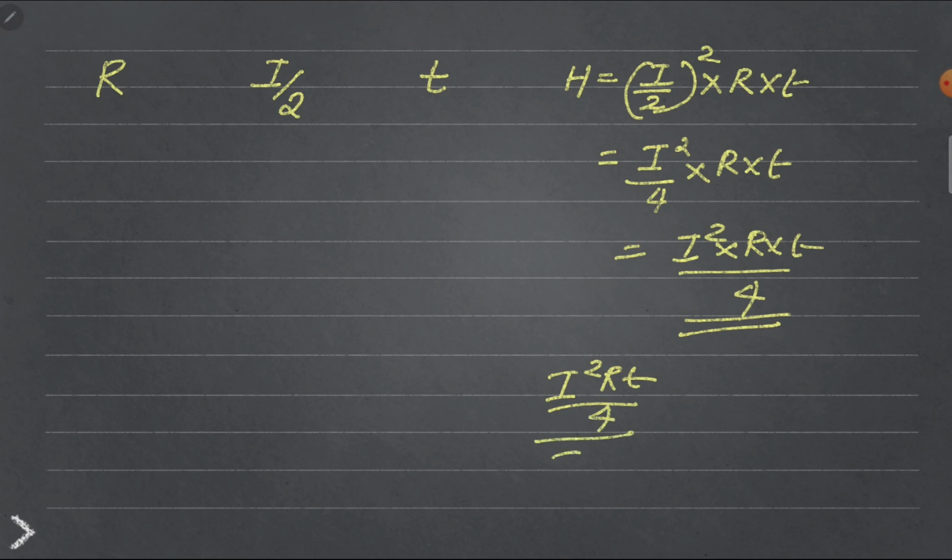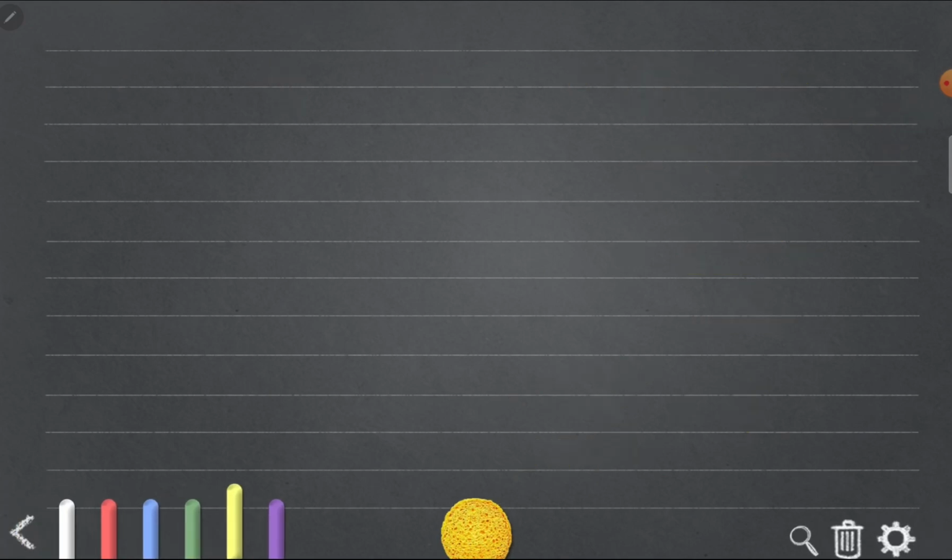When we compare that with the initial value I square RT, I square RT by 4 divided by I square RT, you can cancel these both and you will get the answer as 1 by 4. So the change in heat is now a quarter, or you can write 1 by 4 times. Okay, quarter or 1 by 4. Now let us answer the next one.